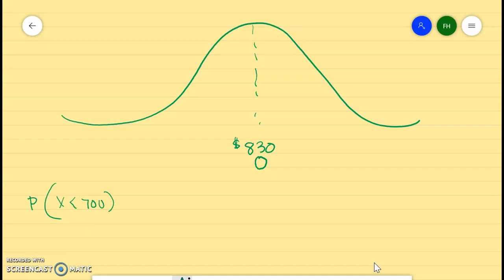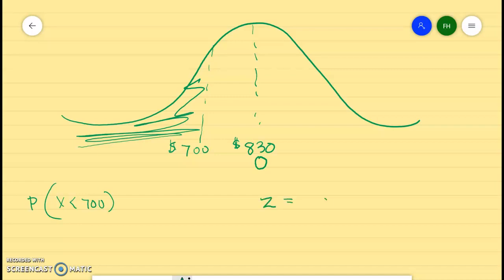So 700 would be to the left of 830, so it's definitely less than the mean. We want to know the probability of it being less than. Now, you can't look up 700 on the table. You have to convert this to a z-score. The z-score is x minus the mean divided by the standard deviation.